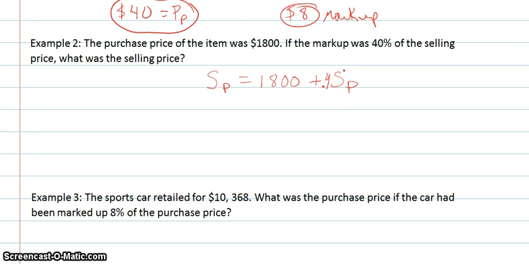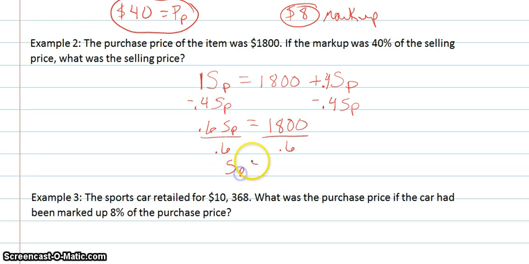Now we need to get those selling prices together because they are like terms, so I would subtract that 0.4 S sub P. Keep in mind that has that understood 1 in front. So that ends up as a 0.6 S sub P equal to the 1,800 purchase price, and then just divide both sides by 0.6. So the selling price equals $3,000. And that was the only thing that we needed to find on that one.